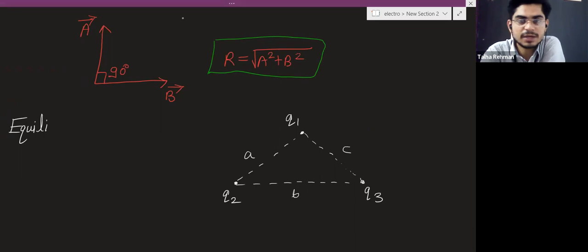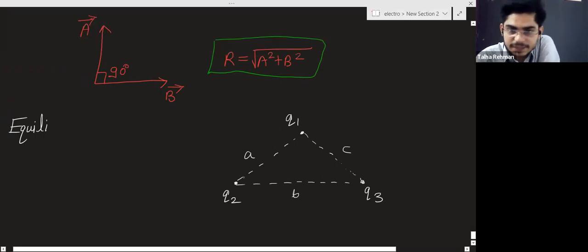Vectorially means, let's see. The direction of force, if this is a positive charge, will be like this. F1, I am supposing this F12. And direction of force on this will be like this, like F13. And if we know the theta angle between them, we will get the resultant now with the formula.